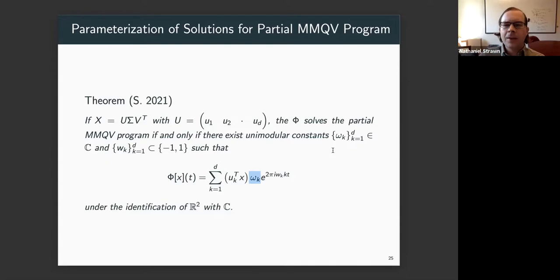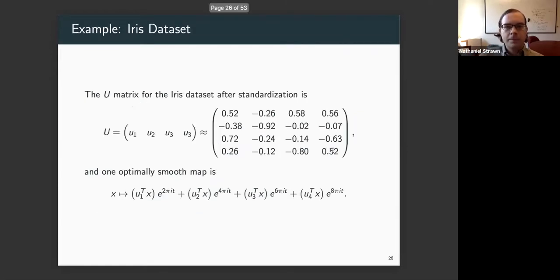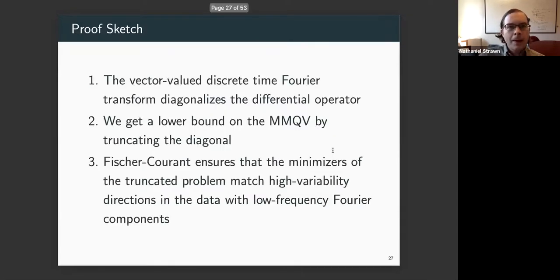But it's still confusing. Is there a way to reduce that, or to pick something that's maybe a little bit more useful? So here's an example of the iris data set of this map where the omega k's are just 1. Simple enough. I'll zip through because I'm running out of time. But the proof sketch is you basically use a vector valued discrete time Fourier transform to diagonalize the differential operator involved in the mean quadratic variation.